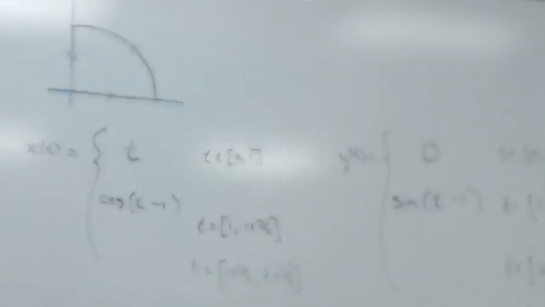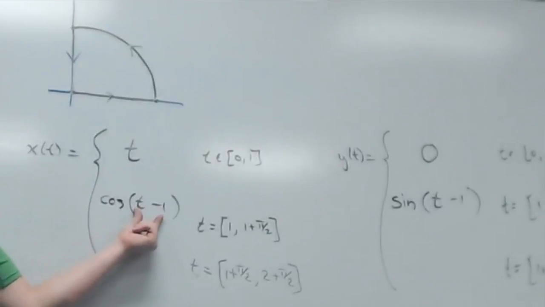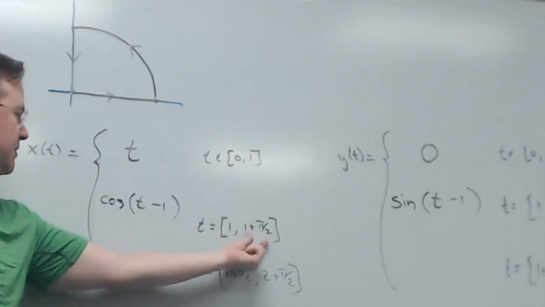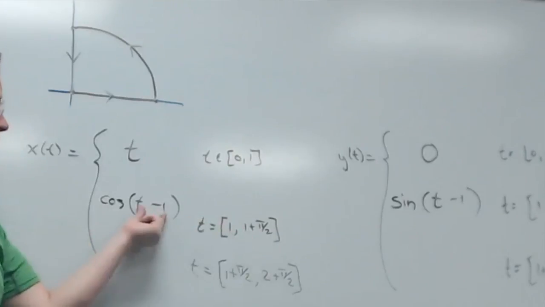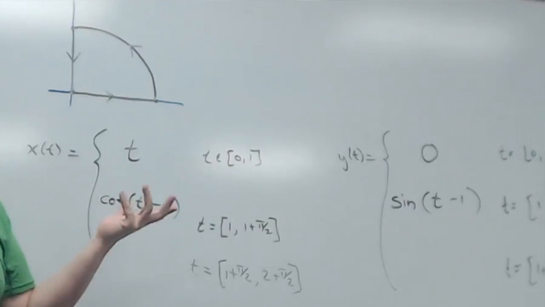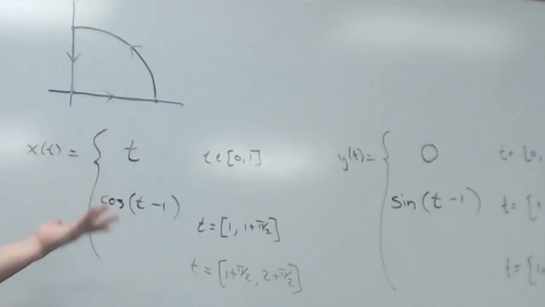Oh, right. I see, yeah. So now I'm beginning, when t equals 1, I'm plugging in 0. When t equals pi over 2, 1 plus, or no, minus 1. When t equals 1 plus pi over 2, the minus 1 makes it just pi over 2. So I can begin and end exactly where I want it to begin and end. I'm just shifting it a little bit.